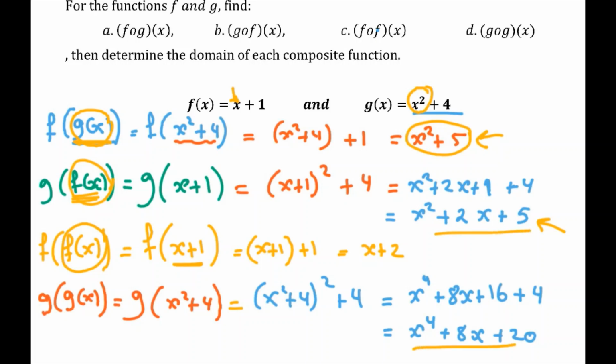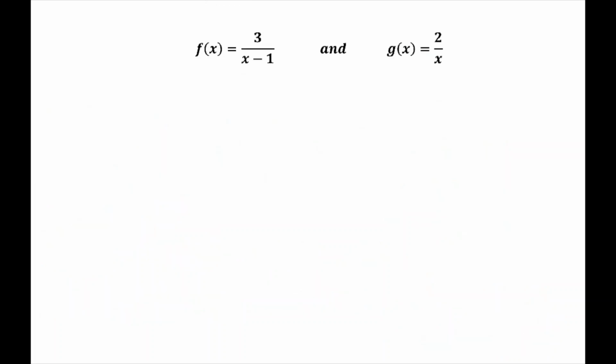Okay, so now let's try to find the domain of f(x) and g(x) first. Well, the domain of f(x) is all real numbers. The domain of g(x) is all real numbers. Now the domain of each one of these composite functions is all real numbers. So the domain of all these is going to be all real numbers.